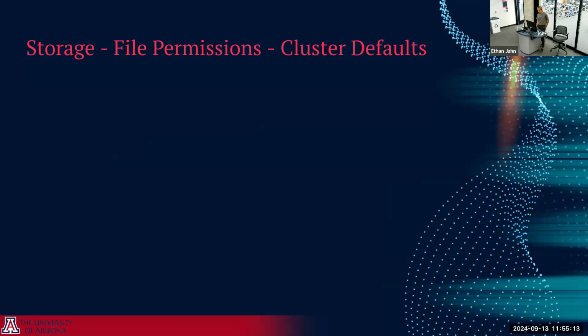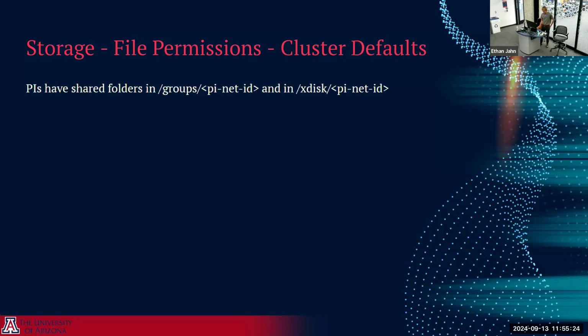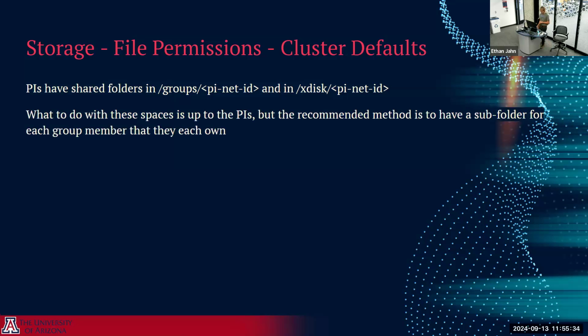Last thing to talk about for file permissions is the cluster defaults. What are the default file permissions when you are creating folders and things on the cluster? As we talked about previously, PIs have shared folders within groups/PI netid or in xdisk/PI netid. What to do with these spaces is entirely up to the PIs, but generally the recommended method is to have a subfolder for each group member that they each own.